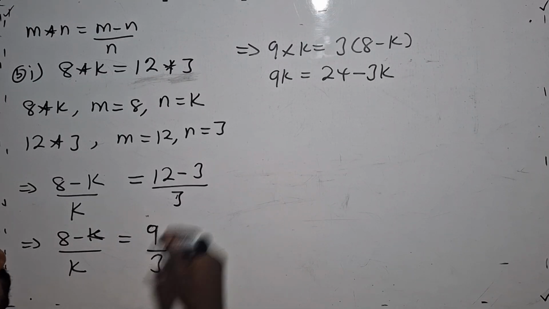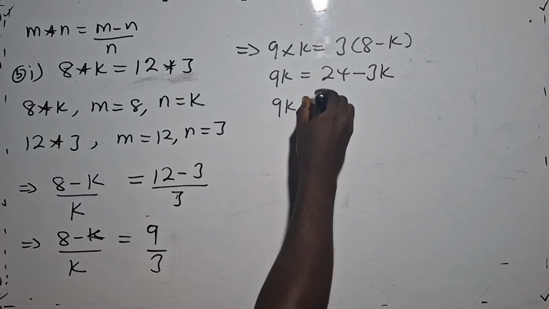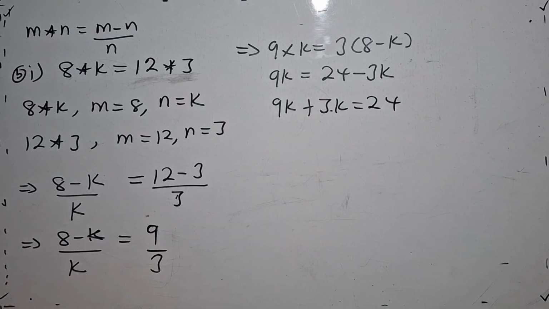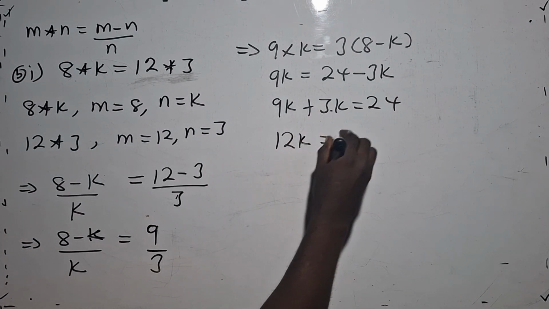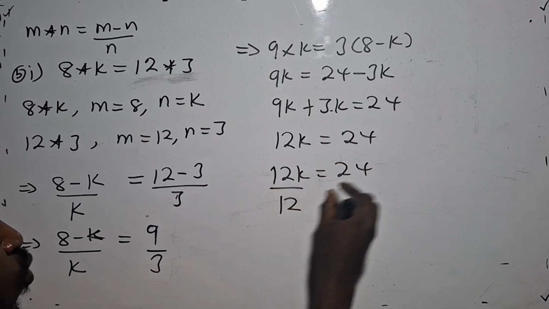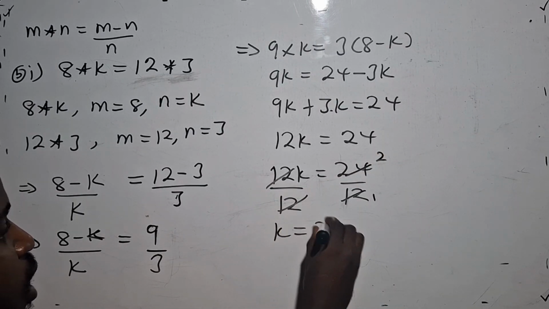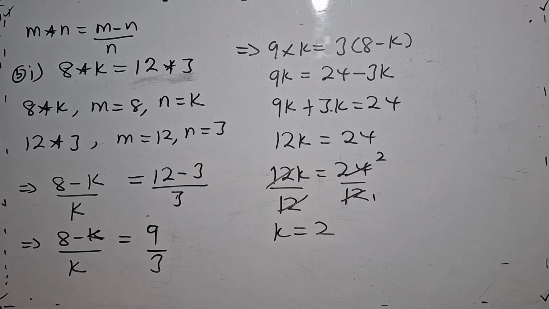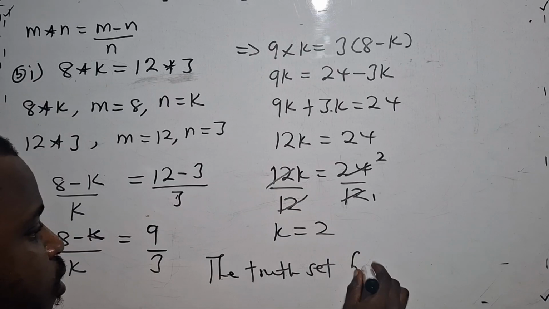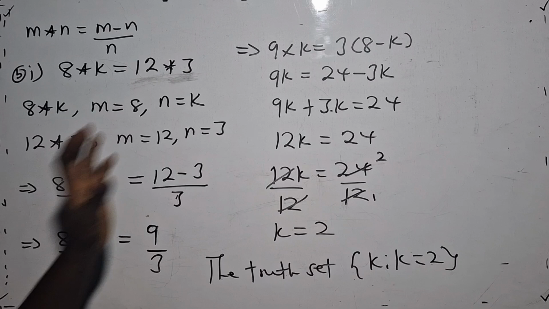Follow closely this simple equation. So I have 9K is equal to, this 3K will cross the equal sign, positive 3K, which will give me 24. So 9K plus 3K will give me 12K, which will give me 24. How do we get our K? We divide both sides by 12 to get our K. Here we divide, so our K is equal to 2. As simple as that. So here the truth set is K such that K is equal to 2. So this is how we solve this question.